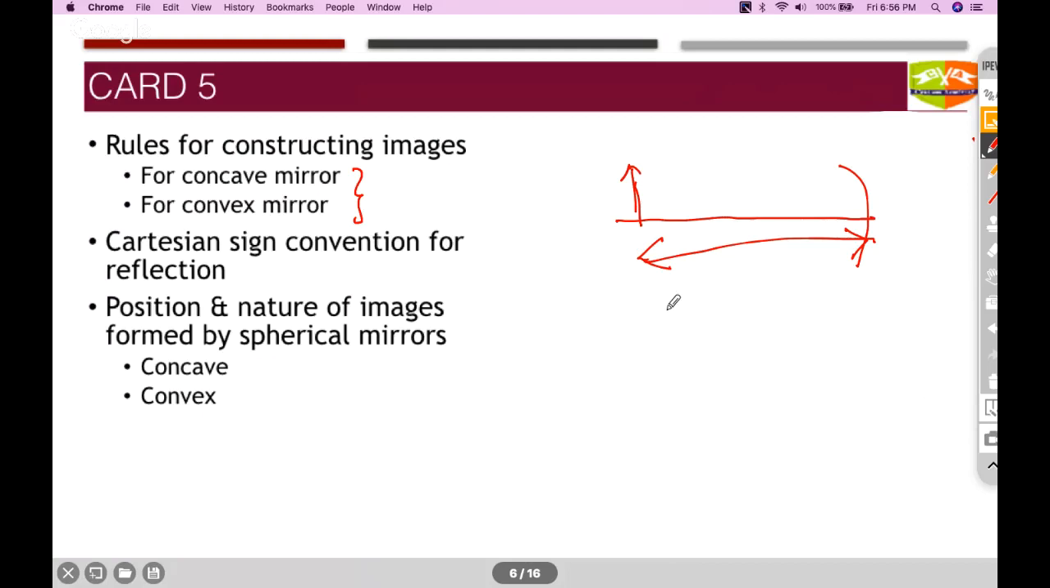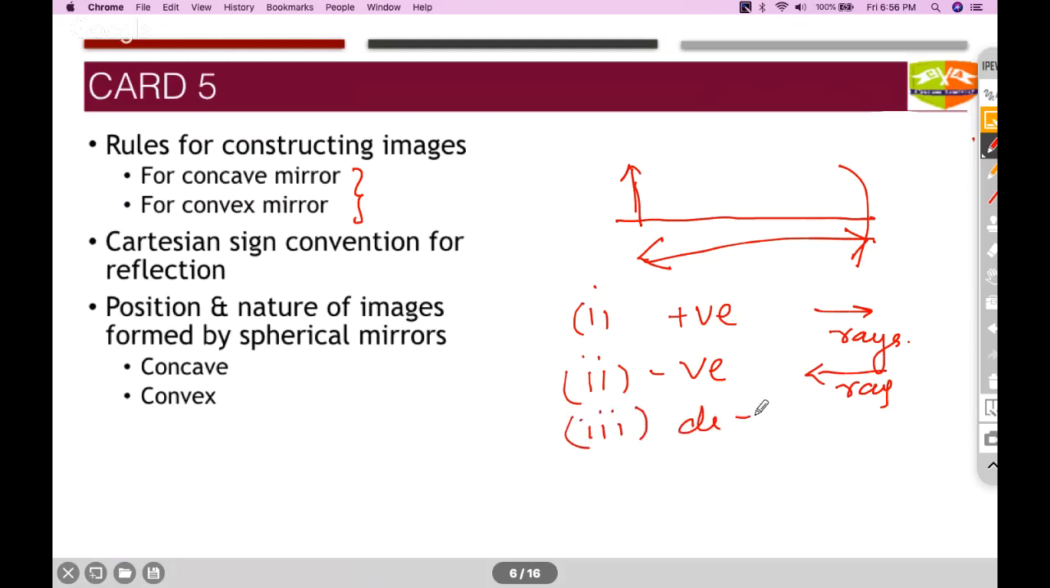Fourth point is, so how many points have we discussed? Positive when the distance is in the direction of the rays. Second point is negative when opposite to the direction of the ray. Third point is all the distance has to be measured from the pole. Fourth point that I discussed, the object has to be on the left hand side.